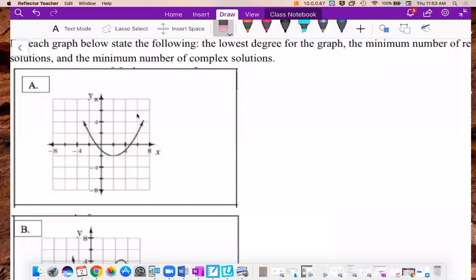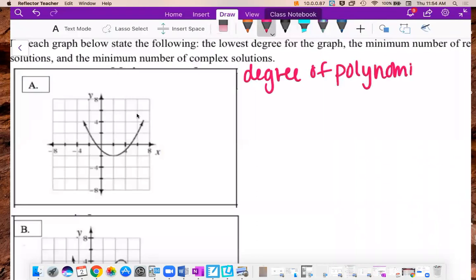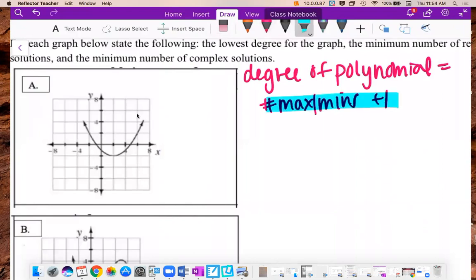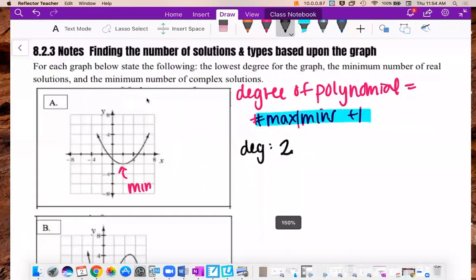So first of all, let's remember how we find the degree. The degree of a polynomial based on the graph is equal to the number of max mins plus 1. Okay, so for this first one, I only have one minimum right here. So our degree is going to be that one minimum plus 1. So this is a degree 2 polynomial, which does make sense because this is a parabola, so it should be a degree 2.